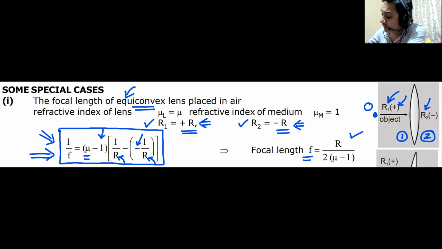You don't have to remember each and every individual formula. If you can remember the formula in the box, you just have to put the values of what? The values of R1 and R2. Remember, in case of a convex lens, both the values of R1 and R2 would be positive. Do we understand this?